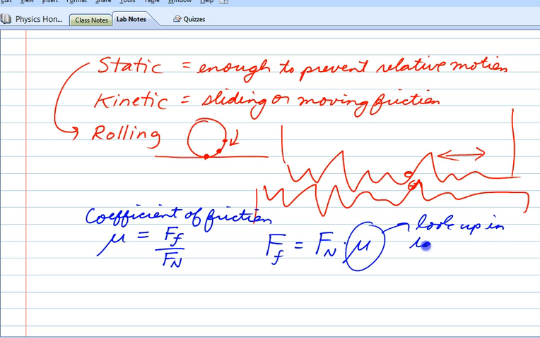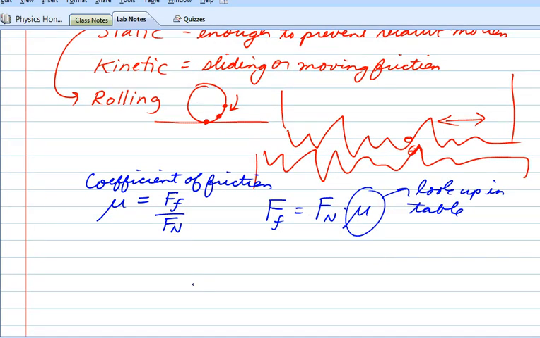And it typically relates two different objects. So you could look at the coefficient of friction of wood on steel. You could have aluminum on ice. There's an infinite number of combinations, but you just look it up in a table and it will tell you what mu is equal to. And usually mu static is greater than mu kinetic. In other words, it's harder to get something moving than to keep it moving.